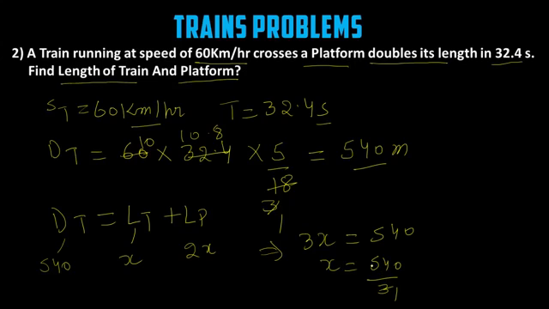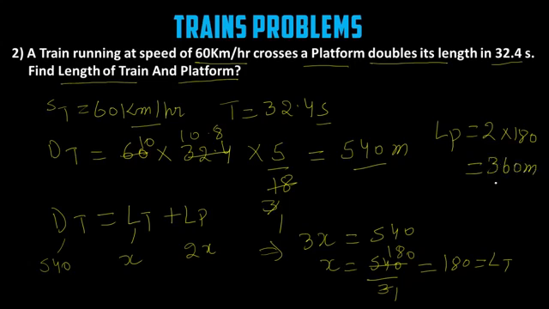3 threes are 9, 3 eights are 24, so 180 is equal to the length of the train. And the length of the platform will become 2 into 180, that is 360 meters. So we have the length of the train and the length of the platform. Now we move on to our third question.